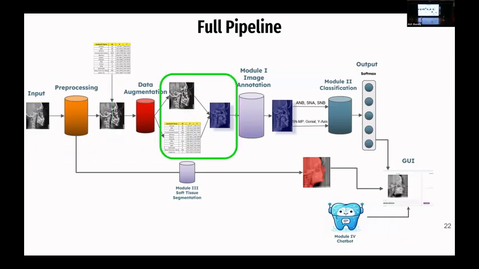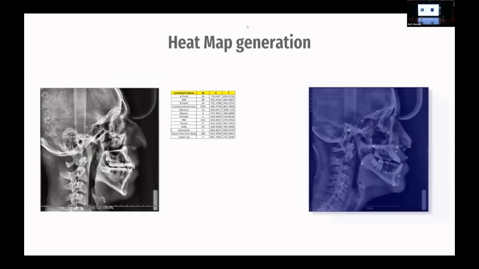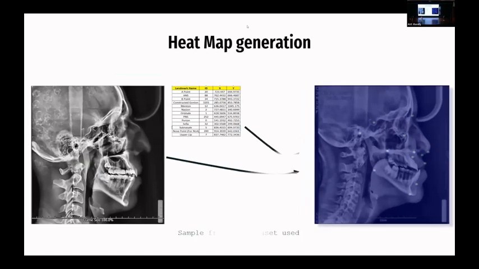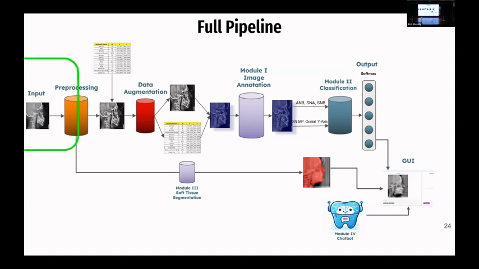And one last step before presenting our model is the heat map generation. Again, we are relying on deep learning, so it would be very difficult to optimize and regress the landmarks directly from the X-ray image into exact X and Y coordinates. That's why we gave deep learning what it likes most, which is probability, and we generated heat maps from the landmarks using Gaussian distribution.